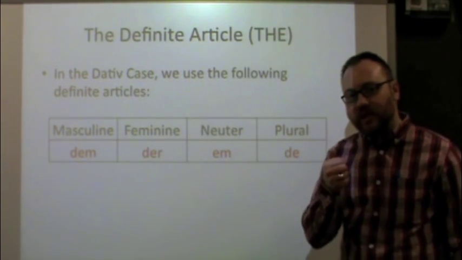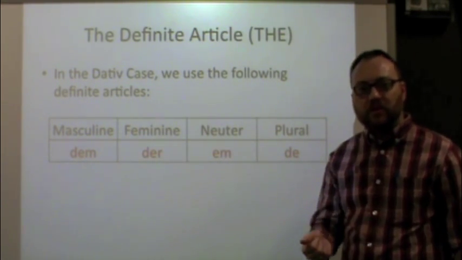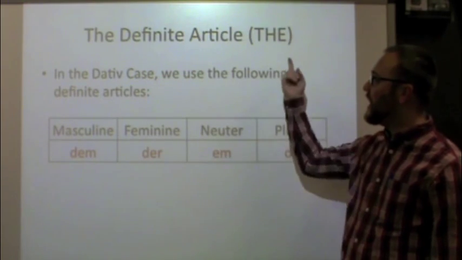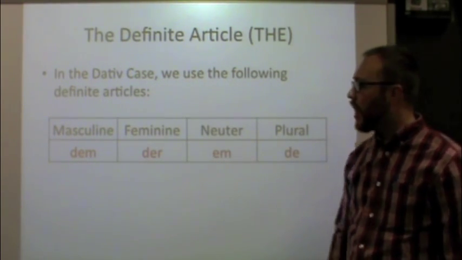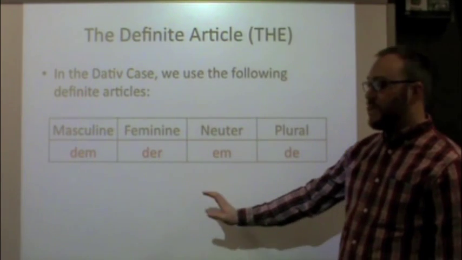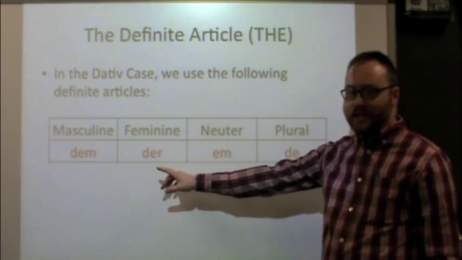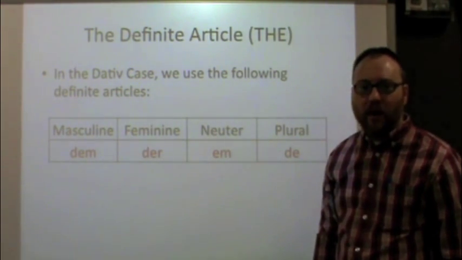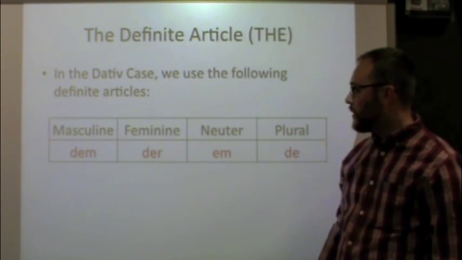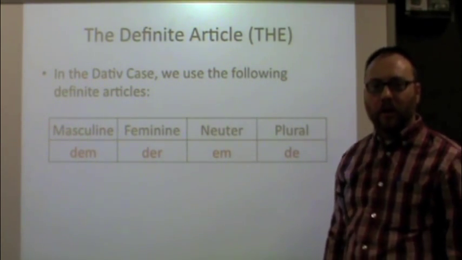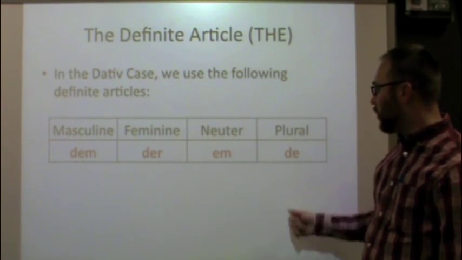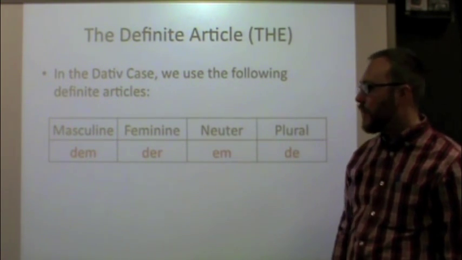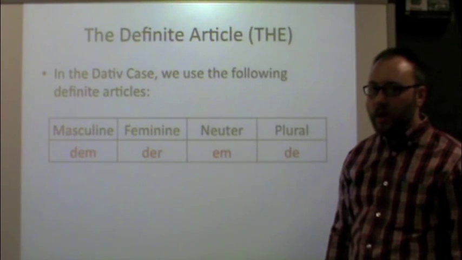As we covered in the other two videos, both the nominative and the accusative case have both definite articles and indefinite articles. Now the definite articles for the dative, remember the definite articles are the ways of saying the word the, are different, these are new. In the masculine, it's dem. In the feminine, der. In the neuter, em. And in the plural, de. Okay? Dem, der, em, de.